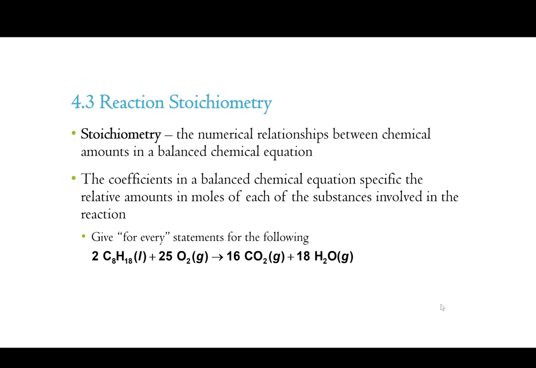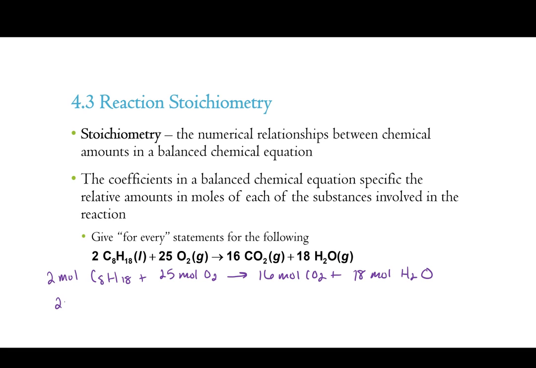So those coefficients from the balanced reaction give us a ratio of particles, but they also give us a ratio of moles. So we could rewrite this as 2 moles propane plus 25 moles of oxygen yields 16 moles of carbon dioxide and 18 moles of water. And then we can use that mole ratio to determine amounts of reactants and products.